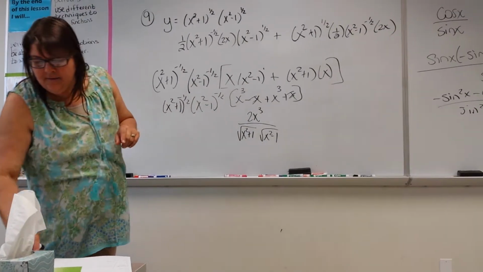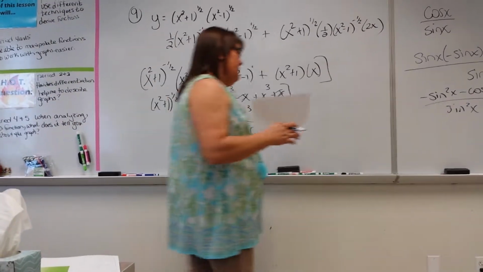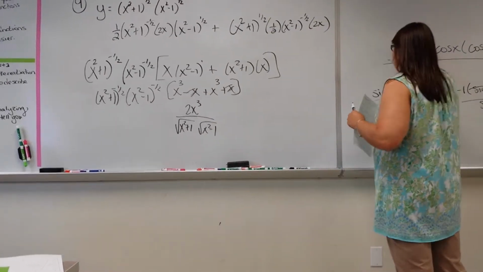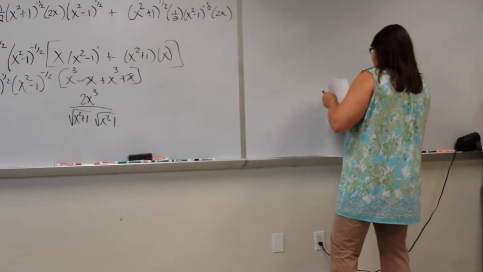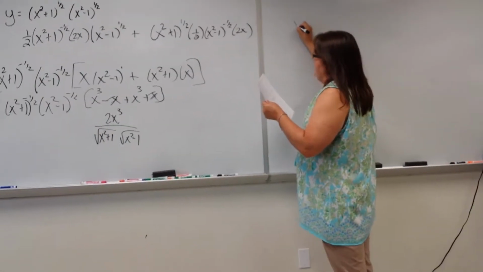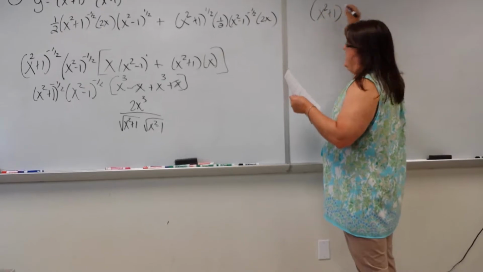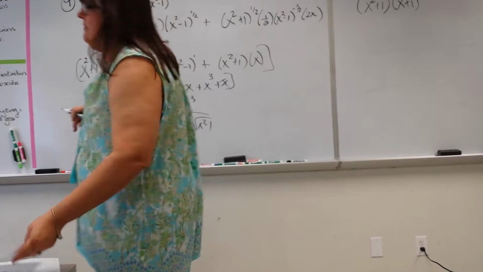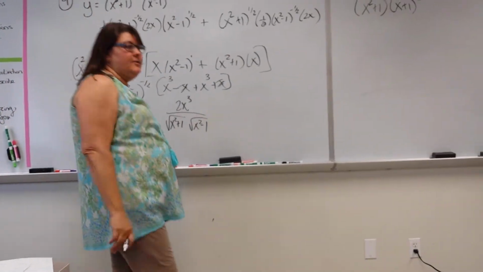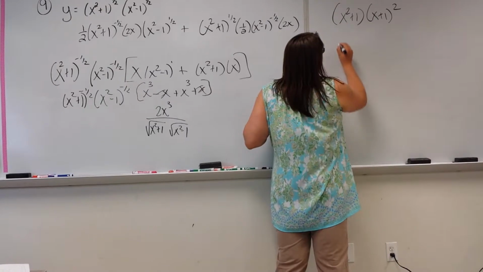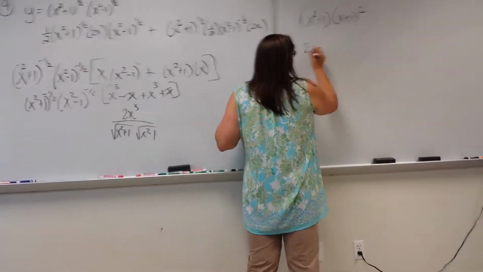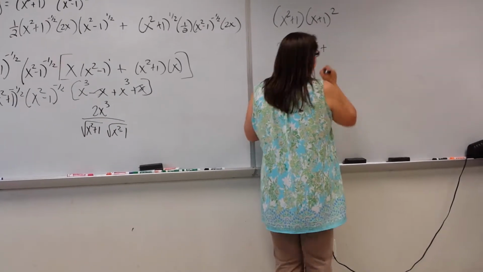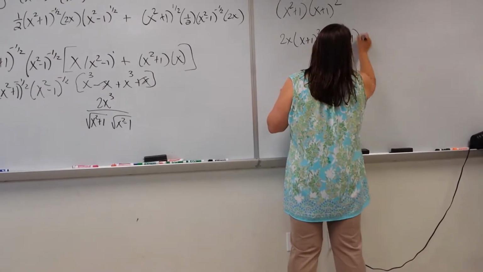Okay. So in the same breath, let's try number one. So we have x squared plus 1 times x plus 1 squared, right? Did I write it right? Yeah. Okay, so how do we do this? We're going to do the derivative of the first, which is what? 2x, sure. Good. Derivative of the first times the second plus the first times the derivative of the second.